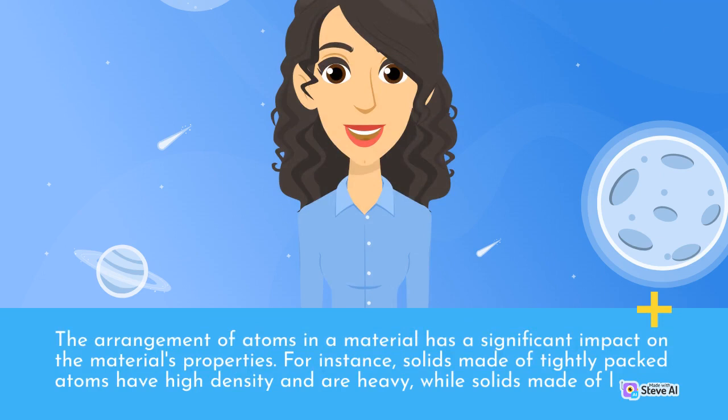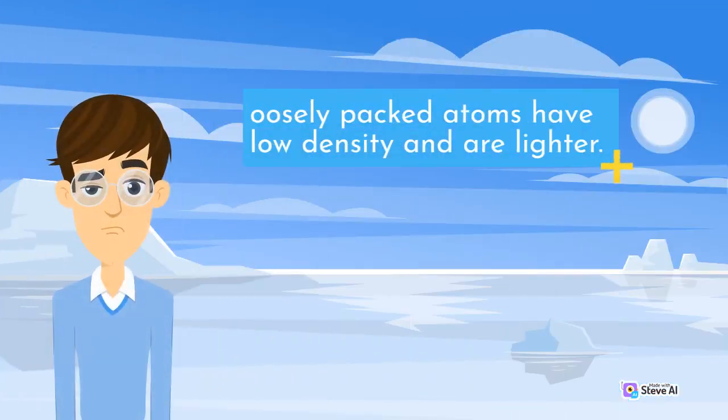The arrangement of atoms in a material has a significant impact on the material's properties. For instance, solids made of tightly packed atoms have high density and are heavy, while solids made of loosely packed atoms have low density and are lighter.